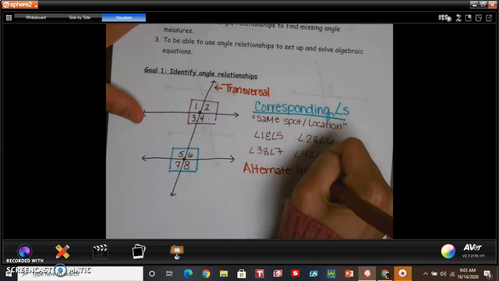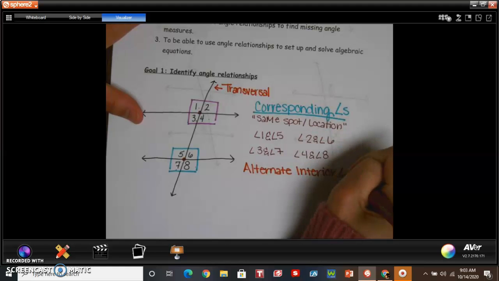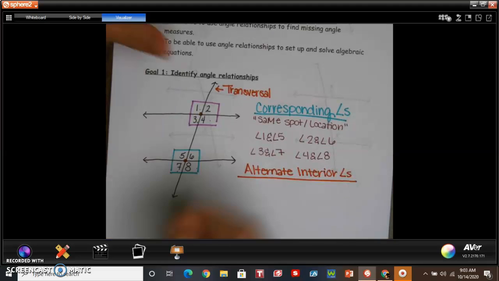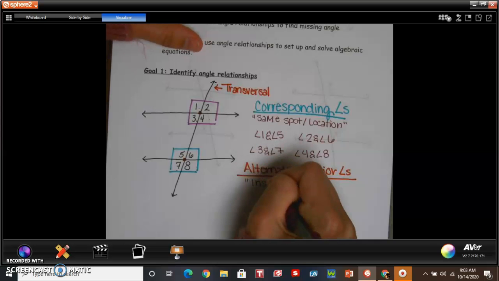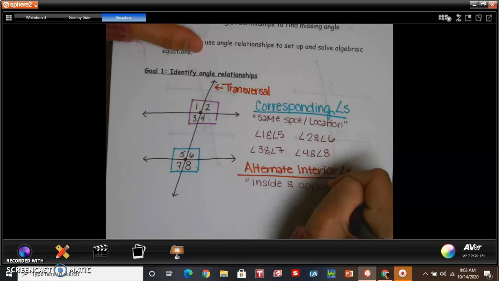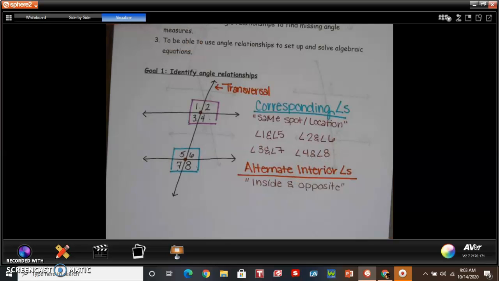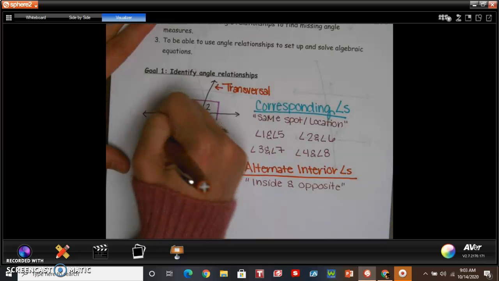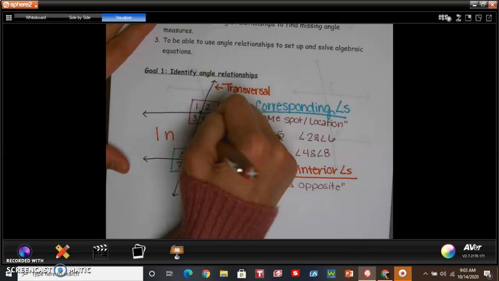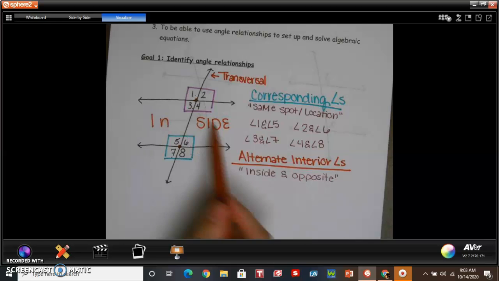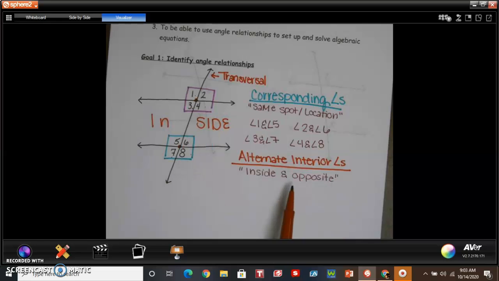interior angles. All right, and the key thing to remember for alternate interior angles is that they're inside and opposite. And what I mean by inside is we're talking about between these 2 lines. This right here would be the inside. Okay, that is inside, whatever angles are between these 2 lines. And what I mean by opposite is they're going to be diagonally across from each other.